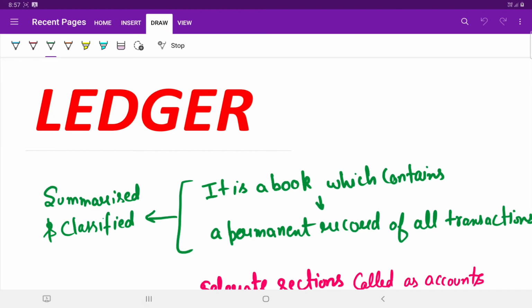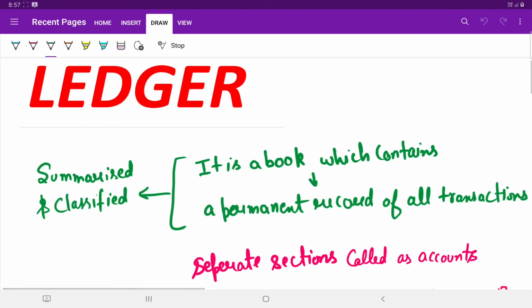In the previous class we discussed the other books of original entry, that is the journal and the cash book. Now this is the recording of transactions on a permanent basis. So what is a ledger? First of all, let us see the definition.